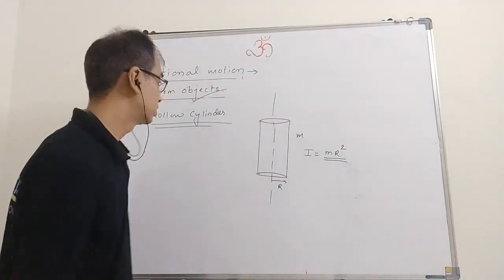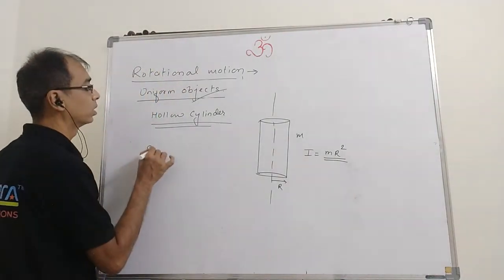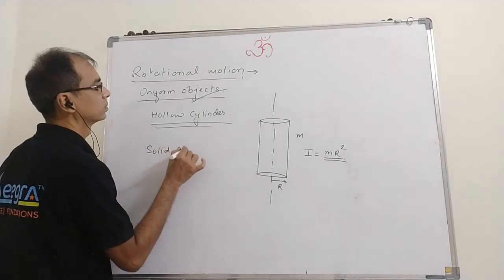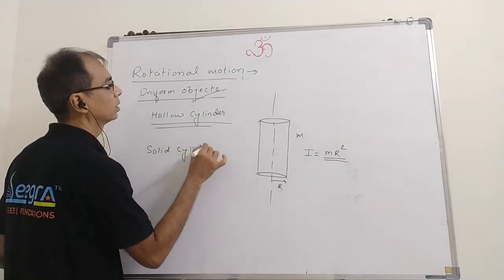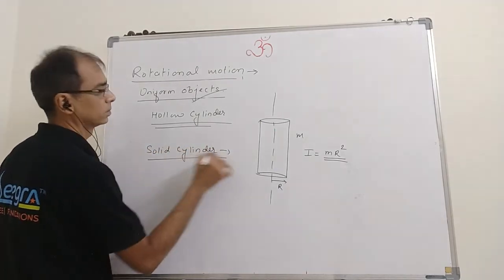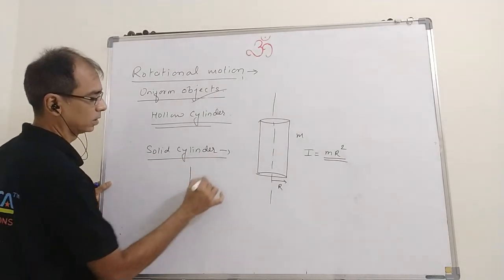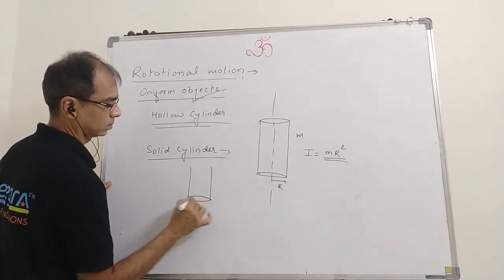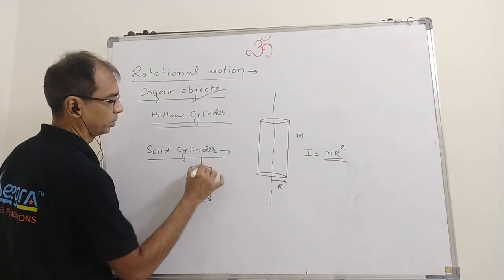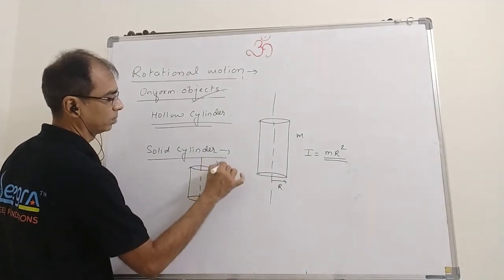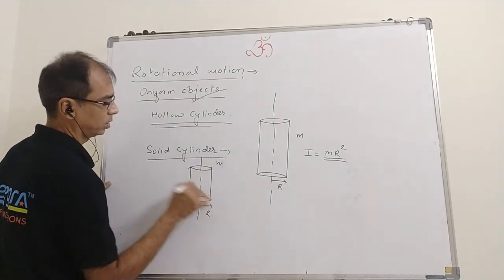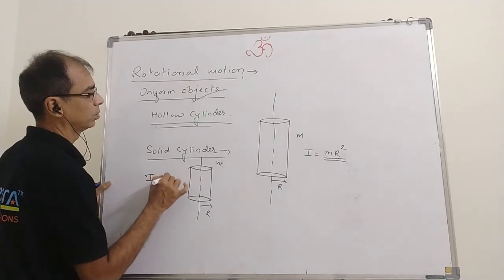Same way, suppose it's a solid cylinder, I will call this what? Disc. Okay, thick disc. Solid cylinder. Moment of inertia about the axis passing through this, m is the mass, r is the radius. Then moment of inertia, well, this is m r square by 2, right?